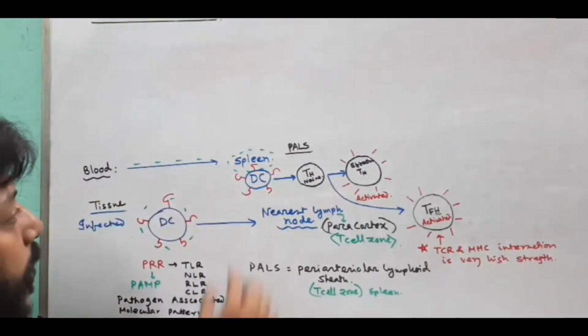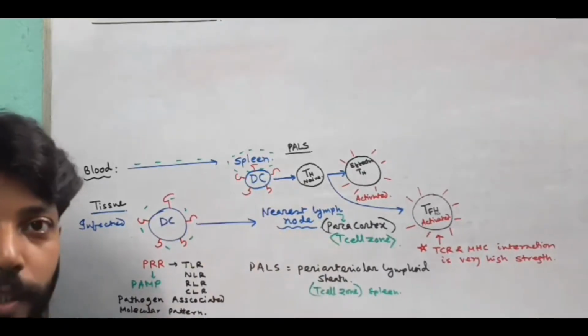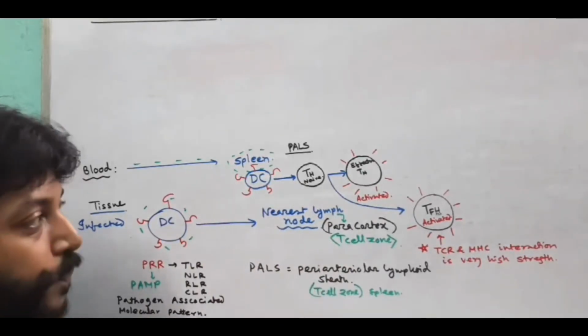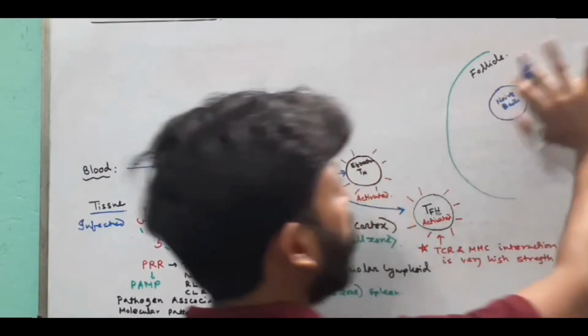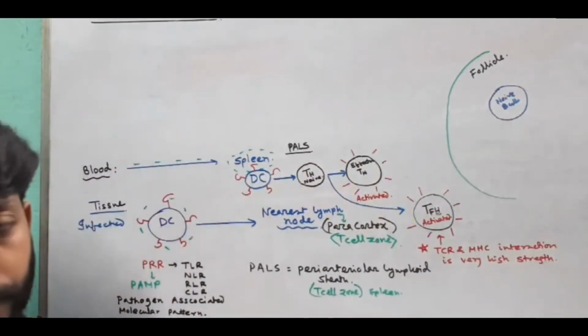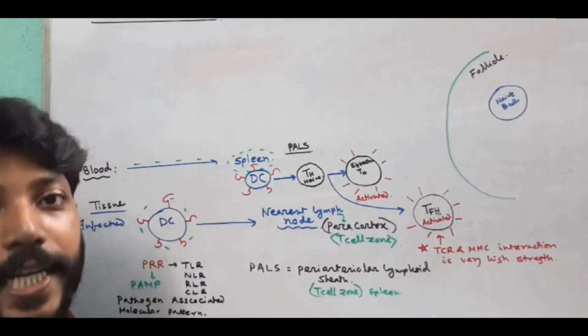Now what happens? In the spleen and in the lymph node, there is a region I have already mentioned, the follicle. There is a follicle region where naive B cells are present. Many naive B cells are present. I am showing you one. Naive means those B cells are inactive.